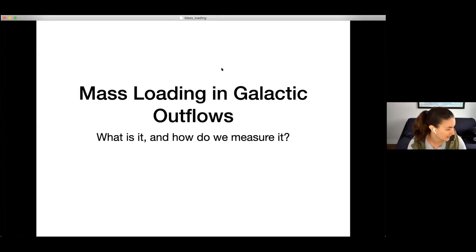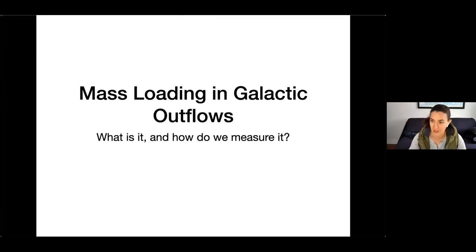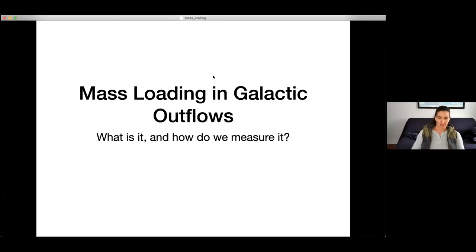Right, I was tasked with telling you about mass loading in galactic outflows, and I'm trying to keep this sort of tutorial-y, and less talk-y, but we'll see how that turns out.